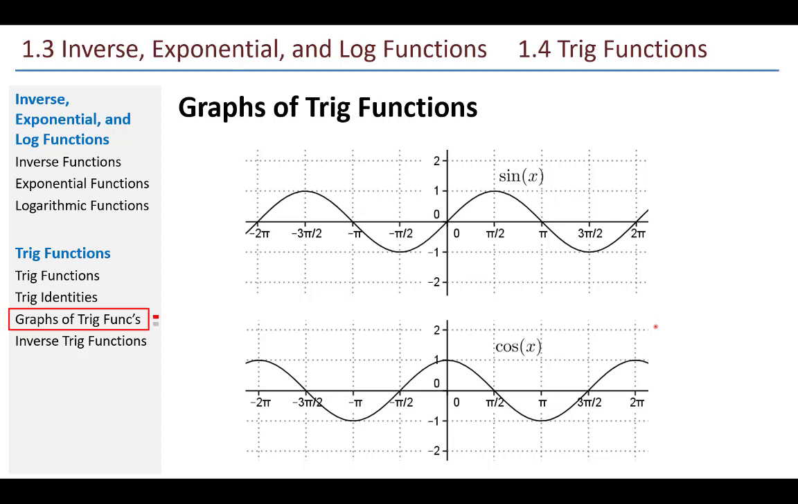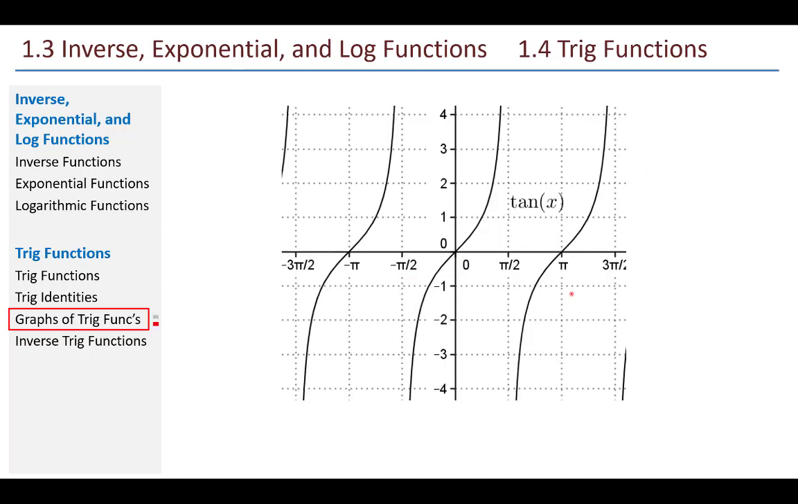Here's a review, our graphs of trig functions. Remember, sine goes through the origin. It makes somewhat of an S curve as it goes through the origin, and the period is 2 pi. It goes up to a positive 1, down to a negative 1 there. Cosine has a hill above the origin, and again, its period is also 2 pi.